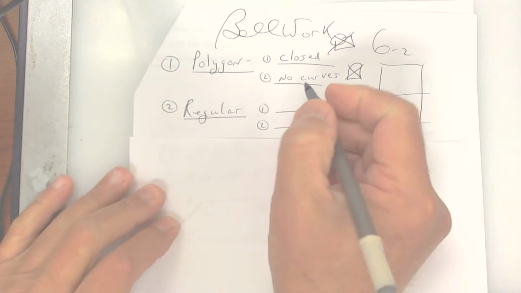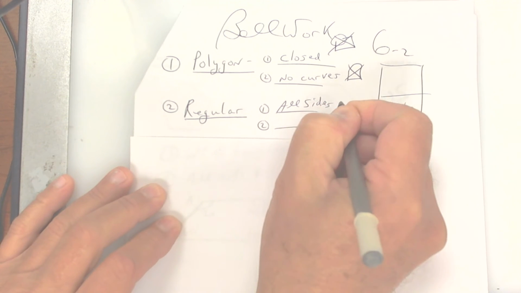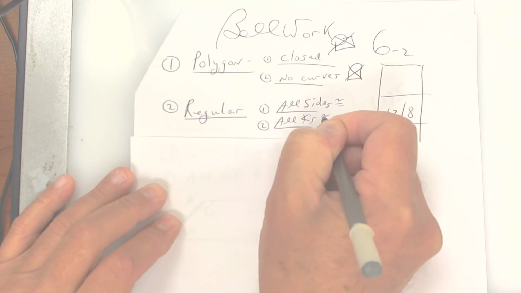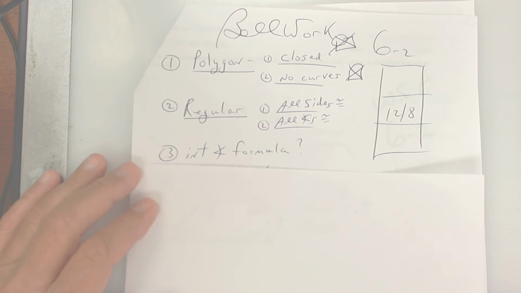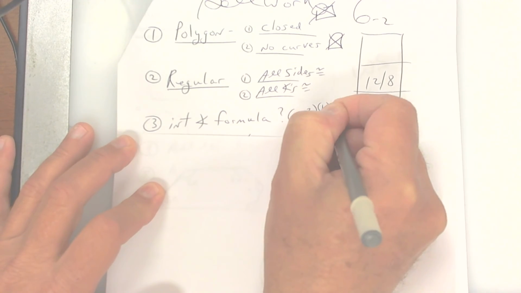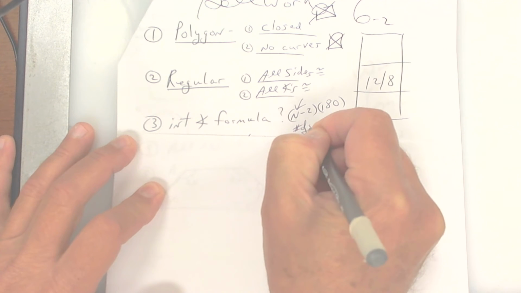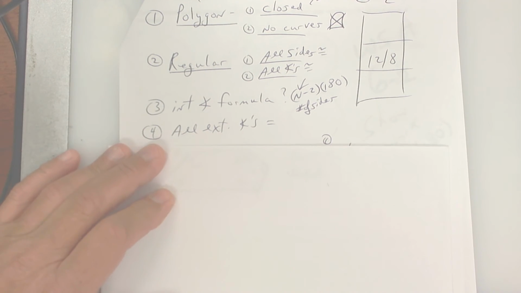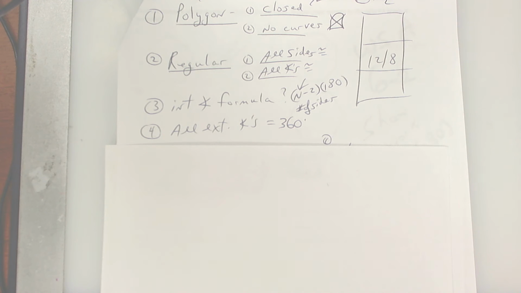Regular means the sides are equal, all sides are congruent, and all angles are congruent. Okay, sides and angles, like the stop sign. The interior angle formula is n minus 2 times 180, and n represents the number of sides. Write all of this down. Exterior angles always add up to 360, no matter how big or how small the polygon is.